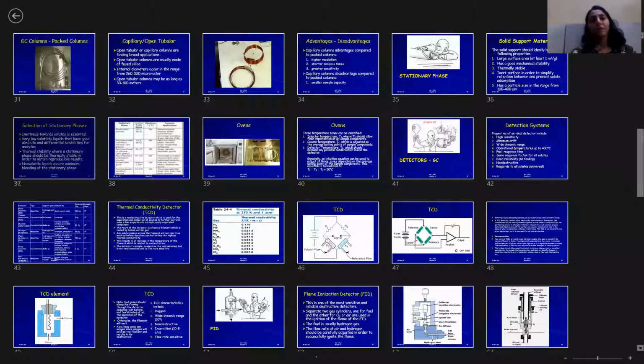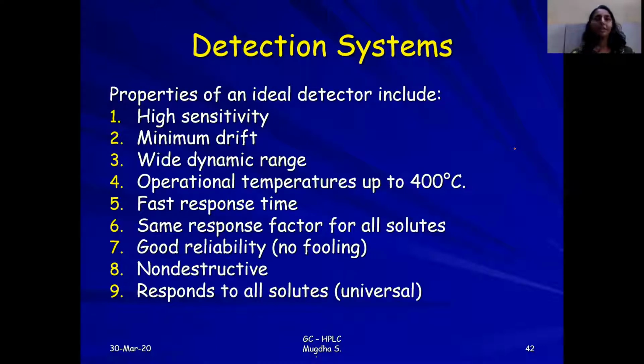So there are some ideal properties which should be there for a detector to be used for gas chromatography. It should have high sensitivity, minimum drift, wide dynamic range, operational temperatures of up to 400 degrees Celsius, fast response time, same response factor for all types of solutes, good reliability, non-destructive, and response to all solutes.